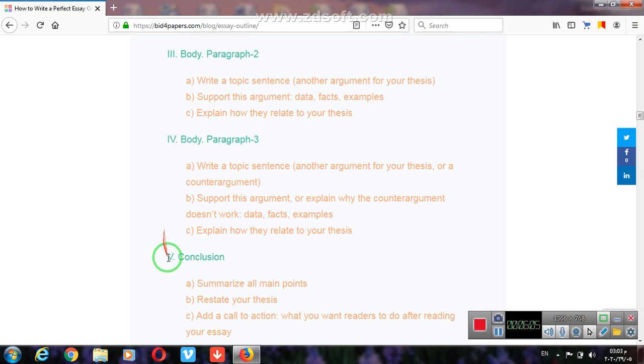When you finish the body paragraphs, you need a conclusion to your essay, and in the conclusion, you must summarize all main points. You must conclude all your main points by restating your thesis or adding a call to action, what you want readers to do after reading your essay.